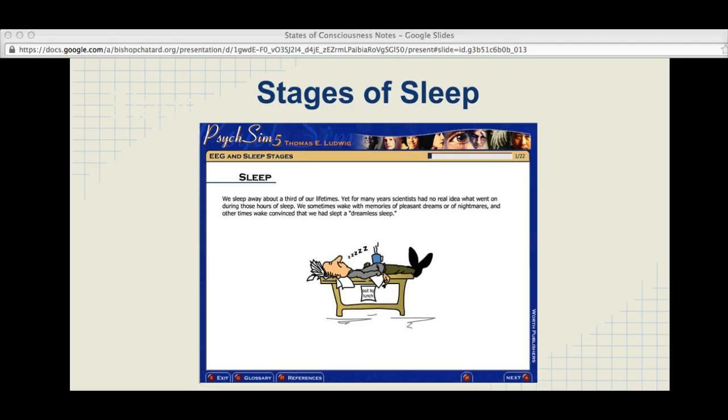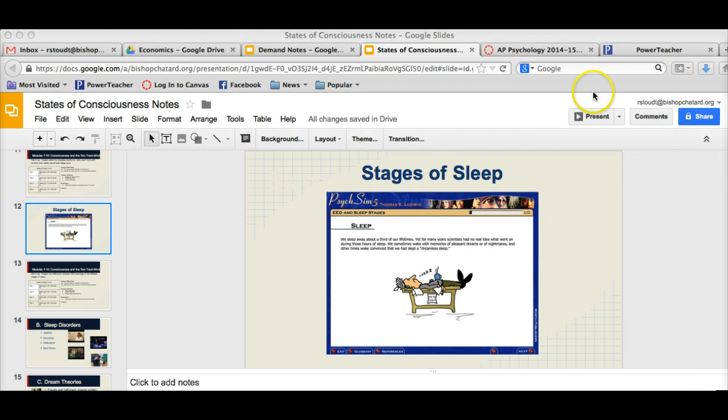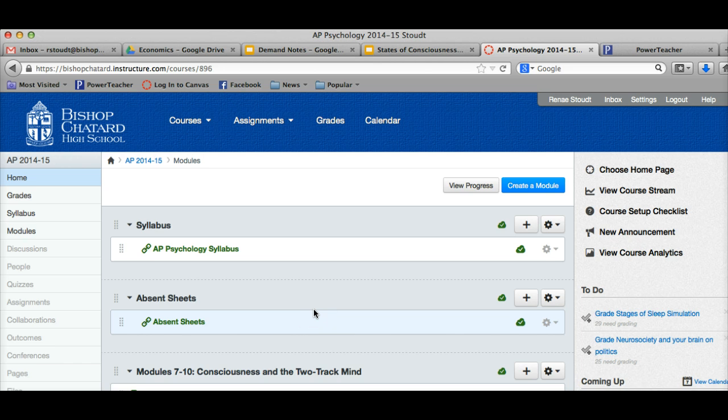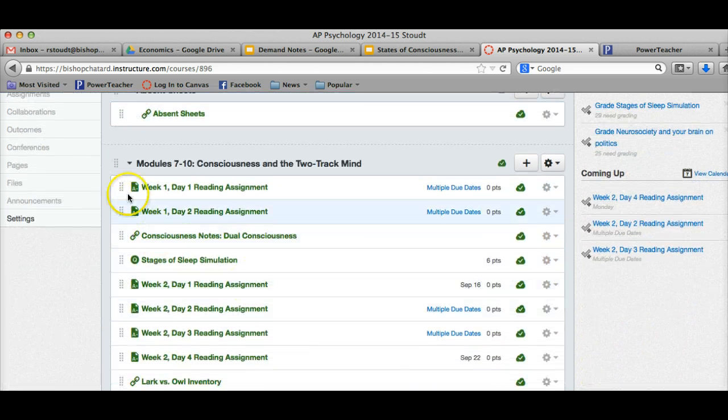Now, when you are pulling up this video, will you please pull up Canvas in another window? Go under module 7 through 10, Conscious of the Two-Track Mind. The fourth thing down says Stages of Sleep Simulation. Click on that. That's a quiz that goes along with this video. So pause the video right now, pull it up, and then play the video.